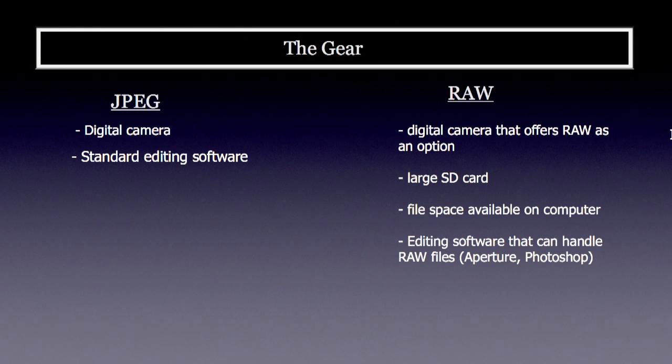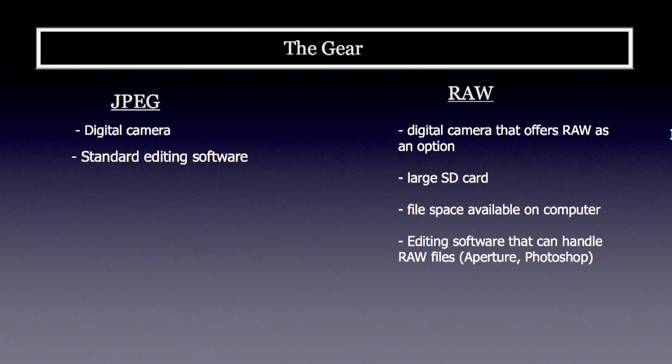Now, for the gear, for JPEG, really, you just need your digital camera and some standard editing software. Usually, it even comes with something, but you may be using iPhoto, or there's lots of other software programs available. If you decide you want to play with RAW, the first thing you have to see is if that is indeed an option with your camera.